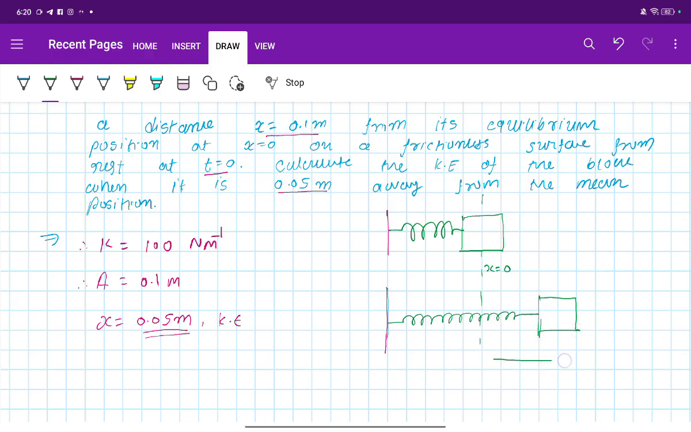This displacement is our amplitude, that is 0.1 meter. We are required to find the kinetic energy when the block is at this position. Let's say this x position is 0.05 meter. So at this position we are required to find its kinetic energy. So how are we going to find the kinetic energy of this block?